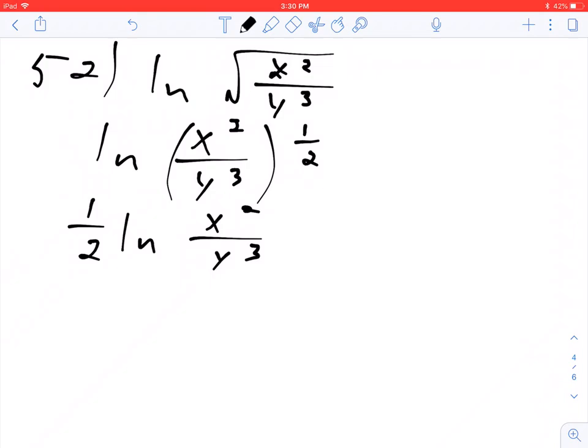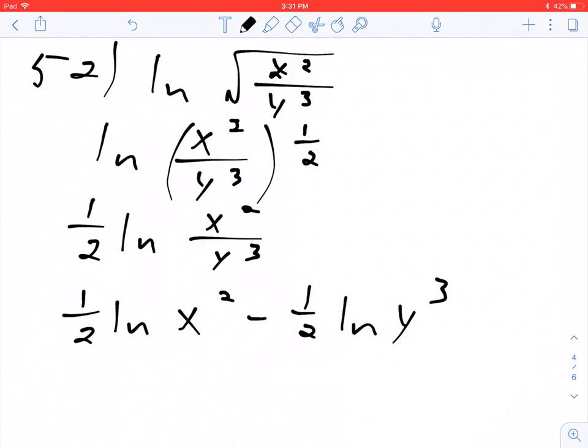Then we're going to utilize the quotient property. Keep in mind, though, the 1/2 that's out in front of the natural log, when we split this using the quotient property, that 1/2 has to apply to both of the natural logs. So we're going to end up with 1/2 natural log of x squared minus 1/2 natural log of y to the third.